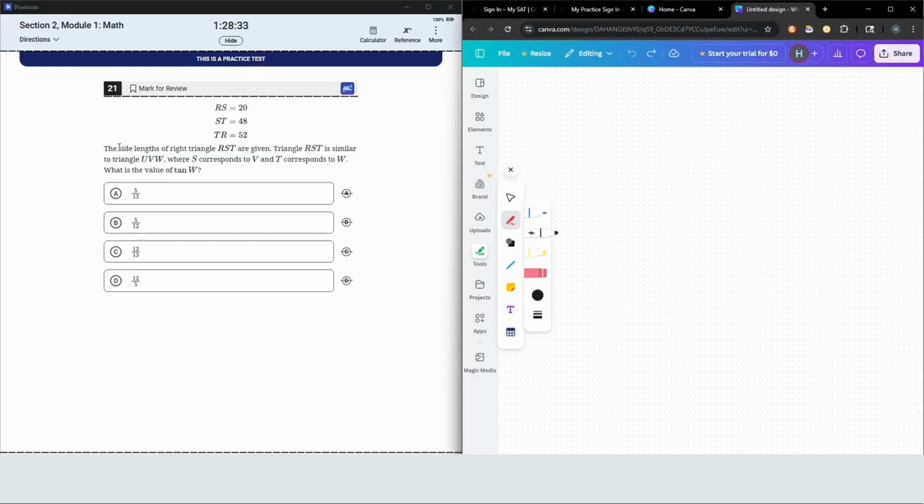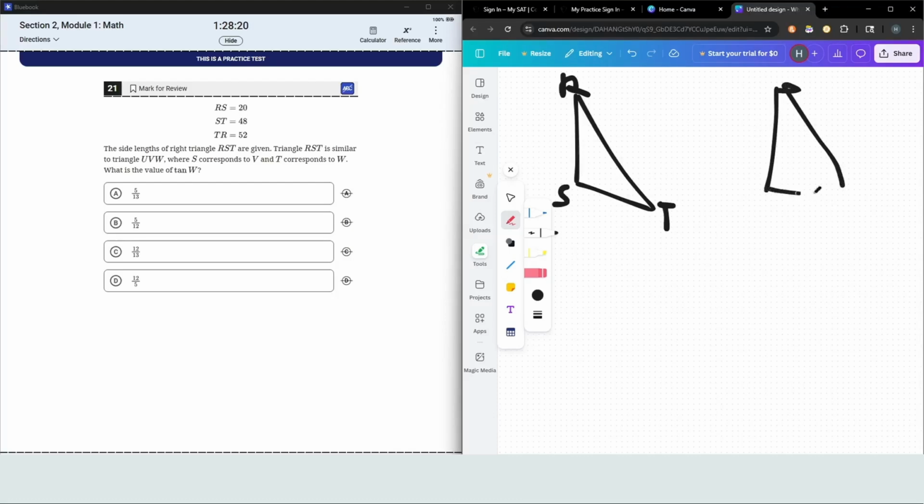Question 21. The side lengths of the right triangle RST are given. Let's draw this out. This triangle RST is similar to triangle UVW, where S corresponds to V and T corresponds to W. What is the value of tan of W?